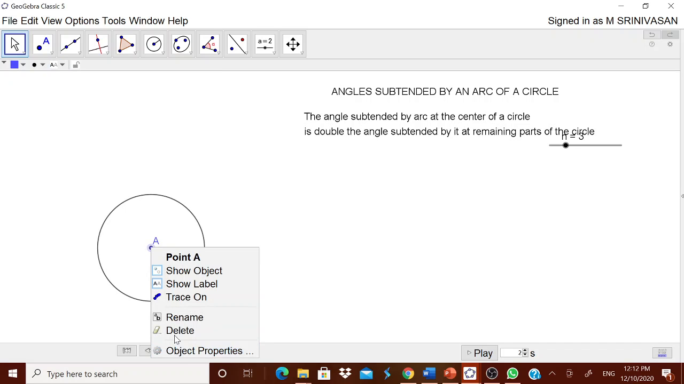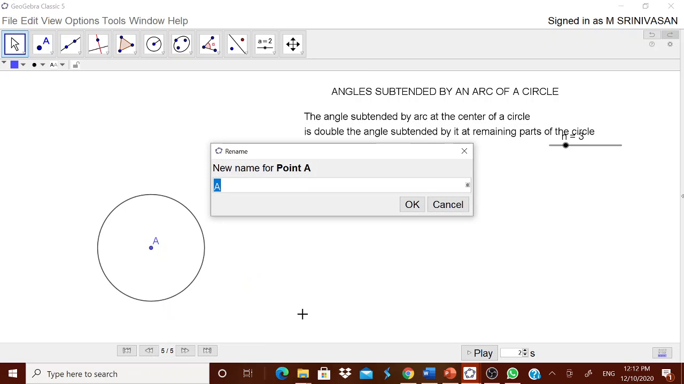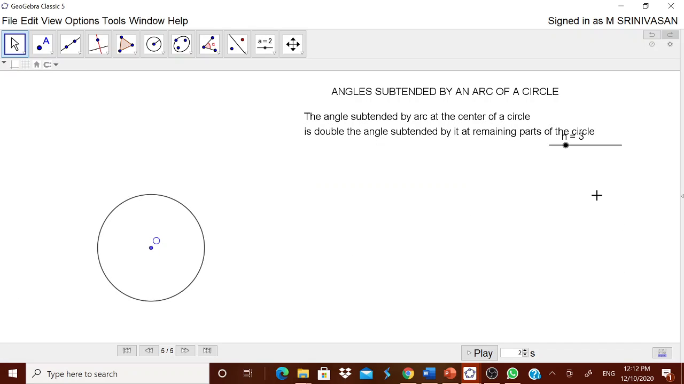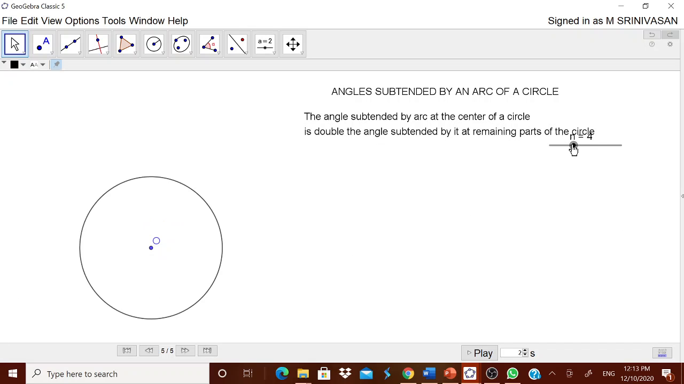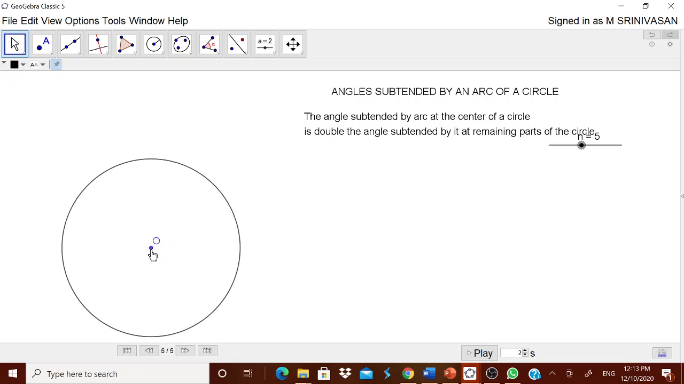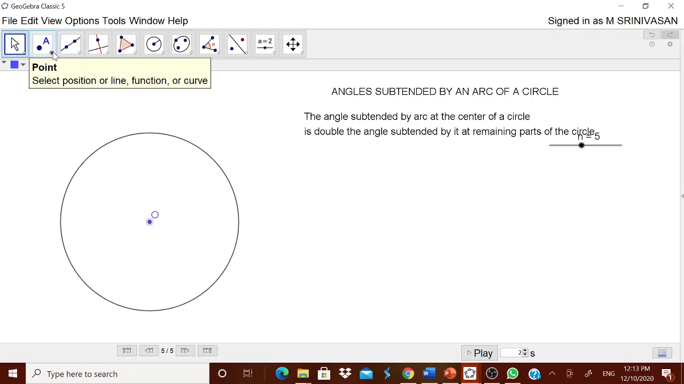Here I can rename it as O. Normally the center will be taken as O. Now let us go for one arc of the circle. For that, let us take 2 points, one point over here and one point at the bottom. These are the 2 points I have taken.